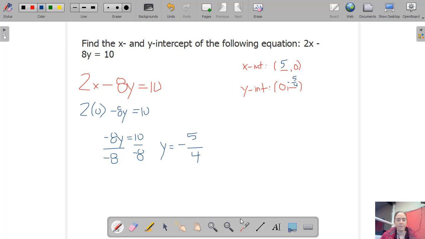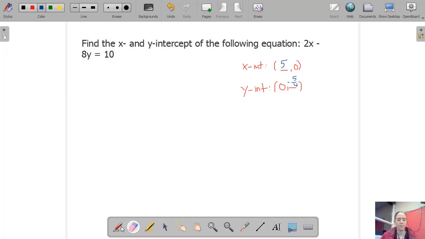Okay, now if they had you graph this, you could graph it just with these two intercepts. Okay, so if I had my graph here, on my x-axis, and then I have my y-axis. So my x-intercept is 5. So I'm going to go 1, 2, 3, 4, 5. So there's my x-intercept. My y-intercept is negative 5/4, so that's just past negative 1. Okay, so it's negative 1 and 1/4. So I'm going to go just past negative 1.